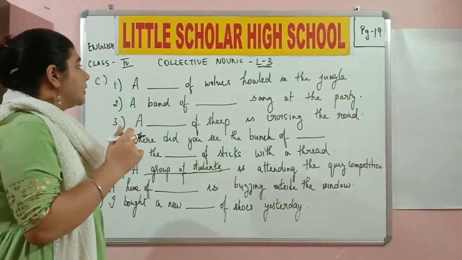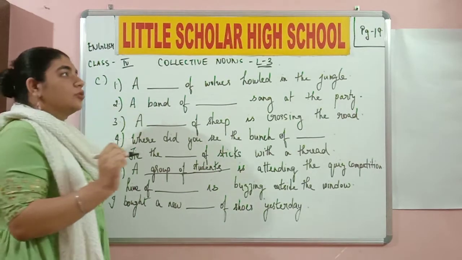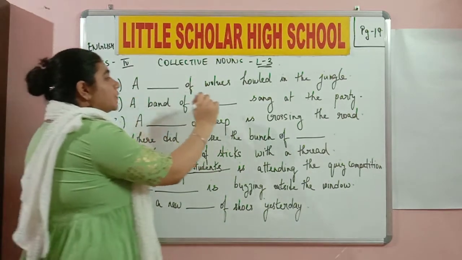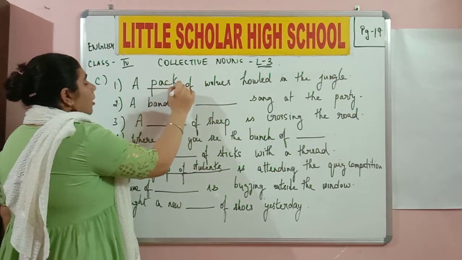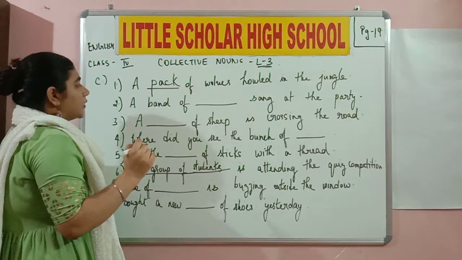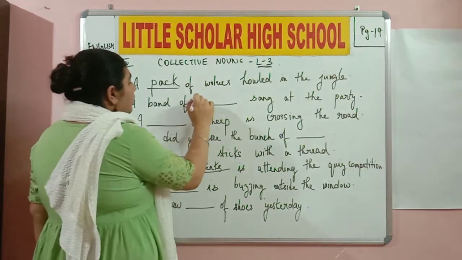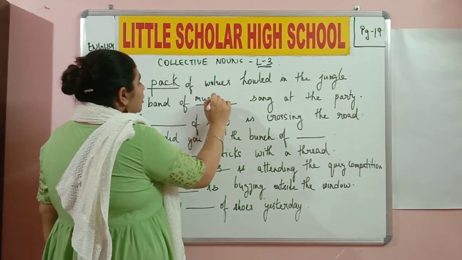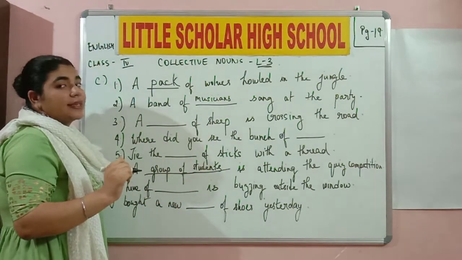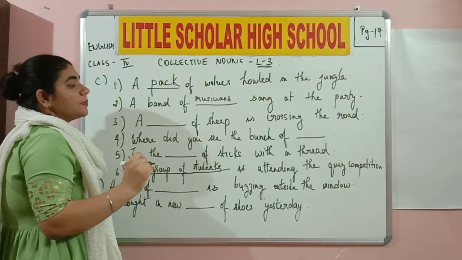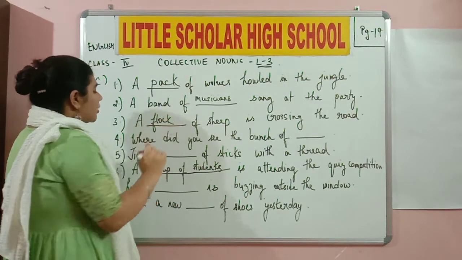Okay, we have one more bit to go. So we need to fill up these blanks of bit C with appropriate collective nouns. Okay, let's do it together, class. A dash of wolves howled in the jungle. Please write there a pack. A pack of wolves howled in the jungle. Second one, a band of dash sang at the party. Please write there a band of musicians. Musicians. The third one, a dash of sheep is crossing the road. Very easy. A flock of sheep is crossing the road.